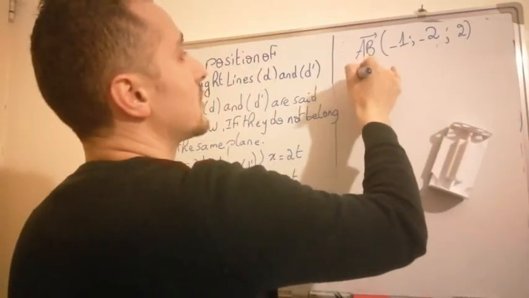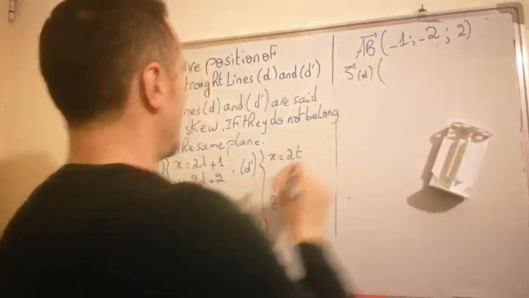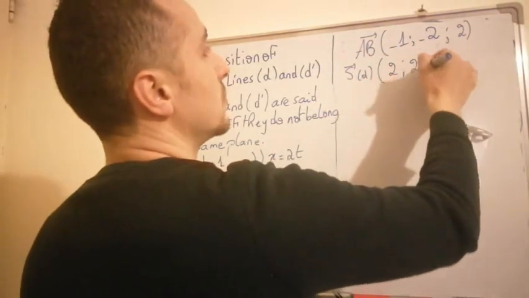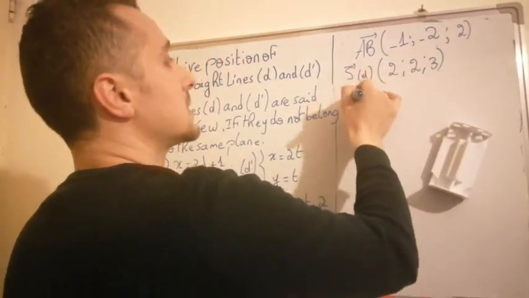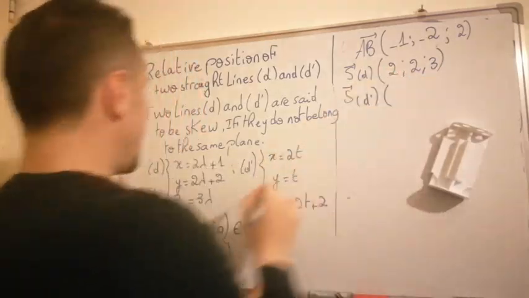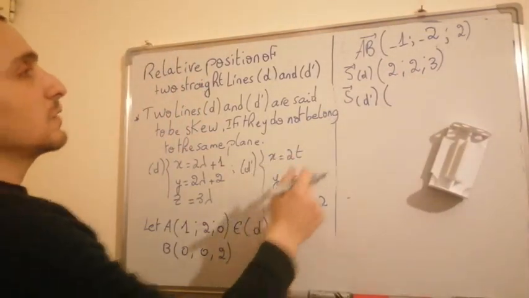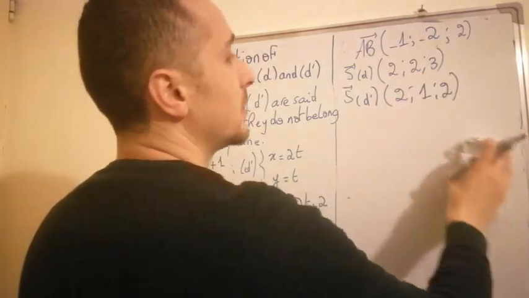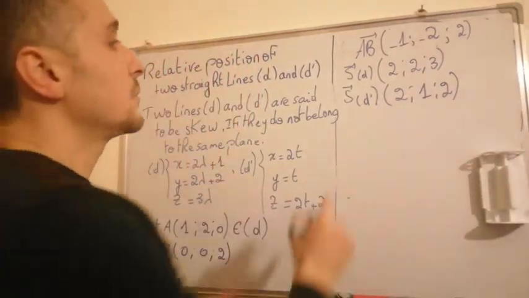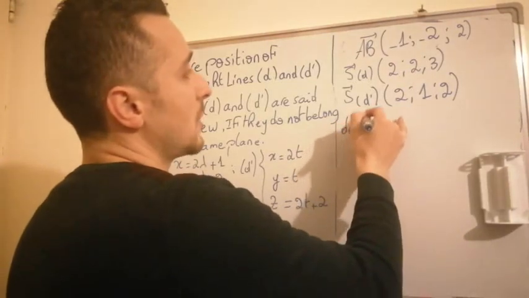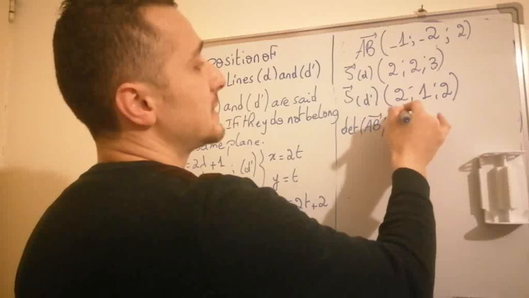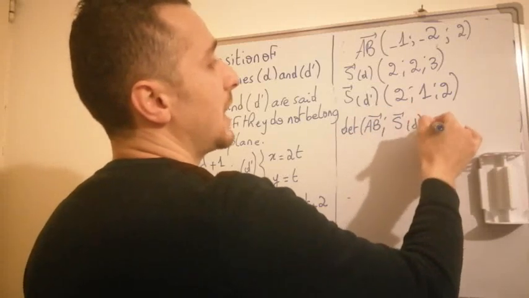And we go find the coordinates of the direction vector S of D. It's 2, 2, 3, the coefficients of lambda. And S of D prime is 2, 1, 2. Okay? So we compute the determinant of the three vectors AB, S of D, and S of D prime.